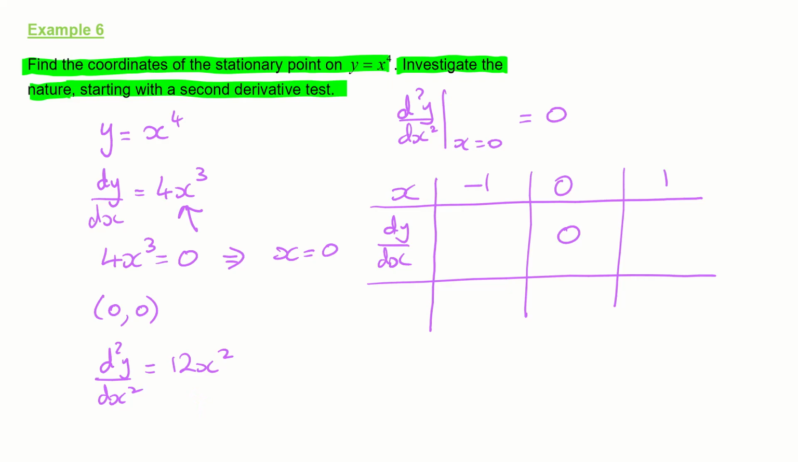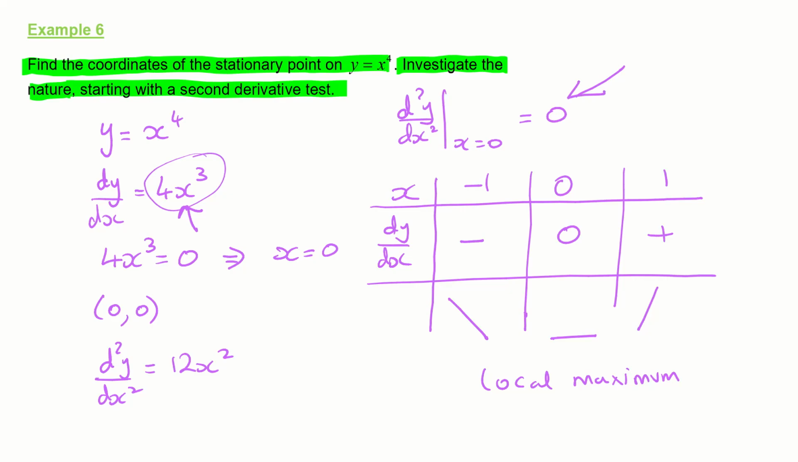At -1, the first derivative, dy dx, is 4 times the -1, so it's going to be negative. And if x is equal to 1, then 4x cubed is positive. So we have downwards, across, and up, and that is a local minimum. So it's a local minimum, but the second derivative was 0.